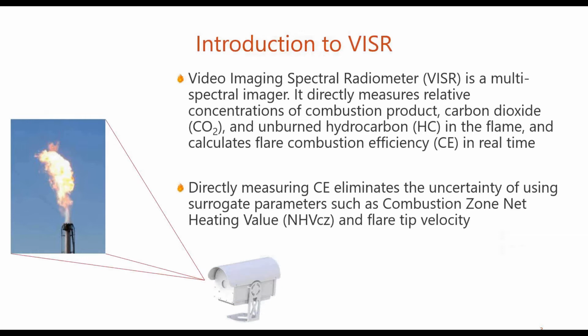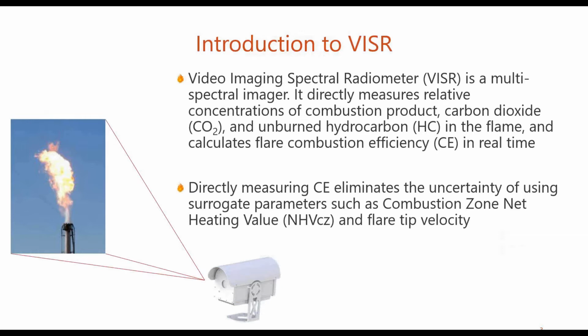Imaging, in the sense that we're producing a two-dimensional image with two spatial dimensions, and in the case of VISR, a third dimension, which is spectral. Spectral meaning we're looking at different slices of the infrared spectrum. The VISR operates in the mid-wave infrared, and we're looking at multiple spectrums simultaneously in the mid-wave infrared. And radiometer means the device itself has been radiometrically calibrated.